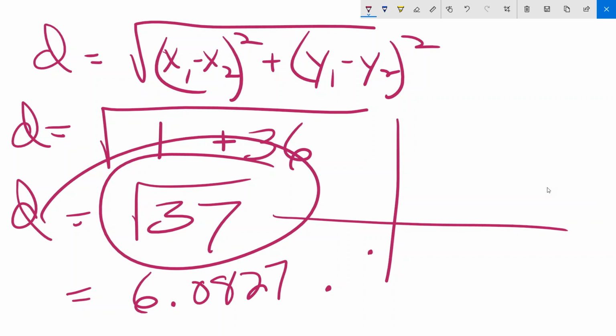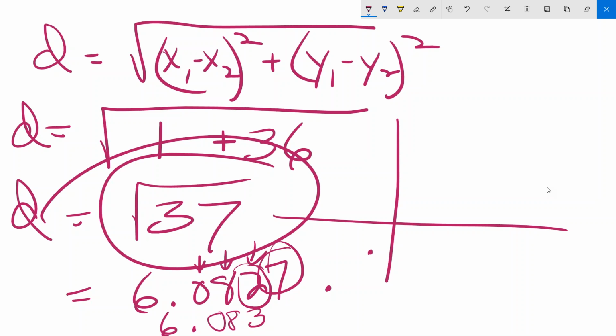You were supposed to round that off to how many decimals? Nearest thousandth. In other words, this is the nearest tenth, that's the nearest hundredth, that's the nearest thousandth. So what's my final answer? 6.083. That 2 gets rounded up because that's a 7. If that number is 5 or higher, you round up. If it's less than 5, you round down. So this does teach you a little bit about rounding.